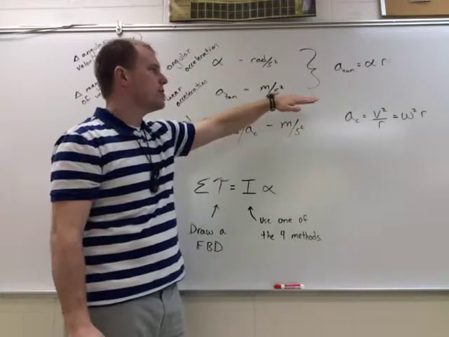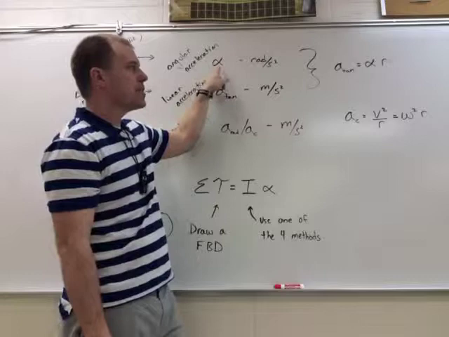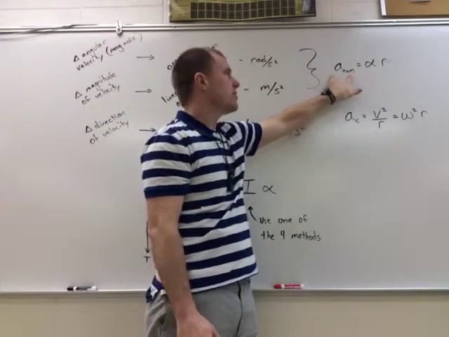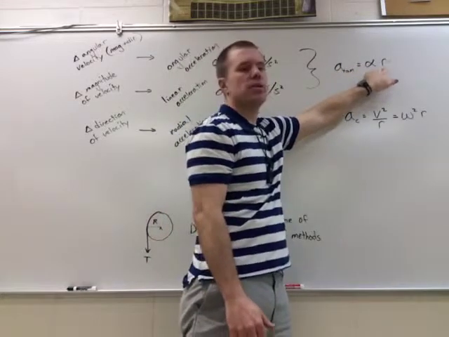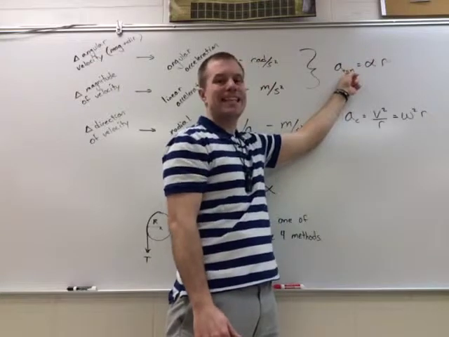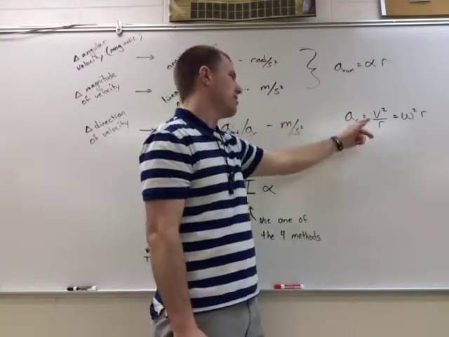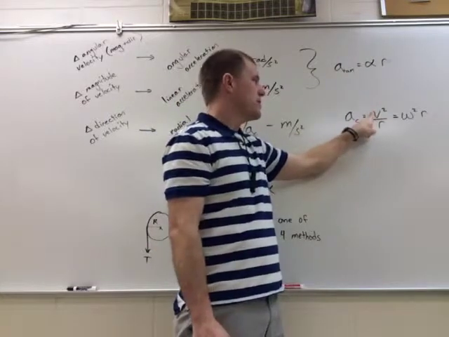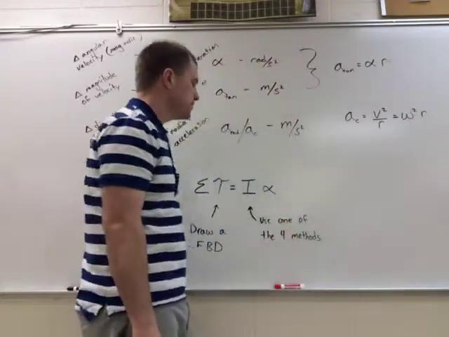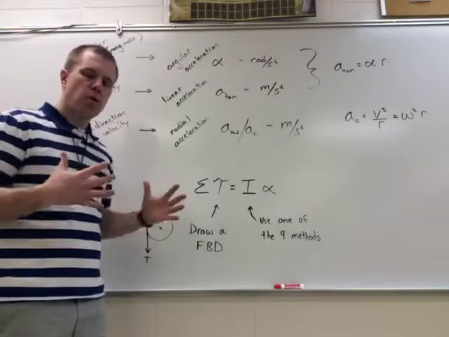Over here you'll see the relationship. So tangential acceleration and angular acceleration are related by this equation. The linear acceleration or tangential acceleration is equal to alpha times r, the distance from the axis of rotation to the point experiencing the linear acceleration. The centripetal acceleration or the radial acceleration is equal to the linear speed squared divided by r, or omega squared times r.